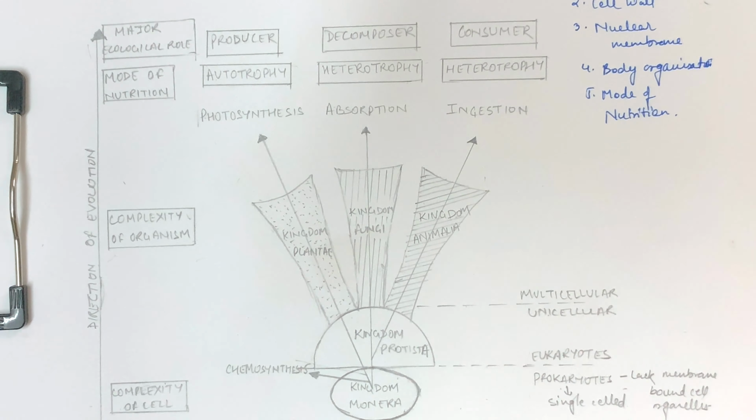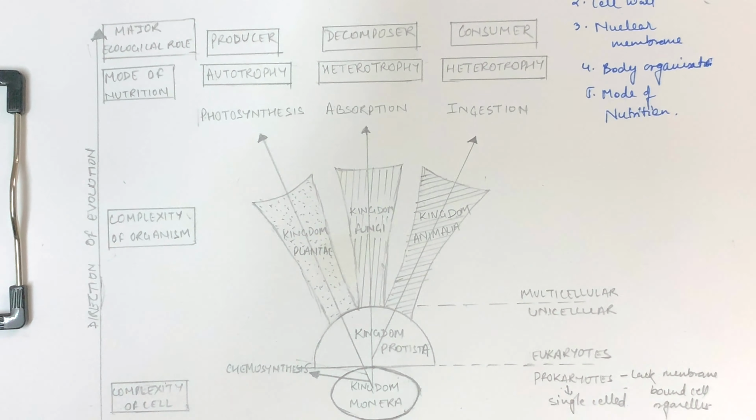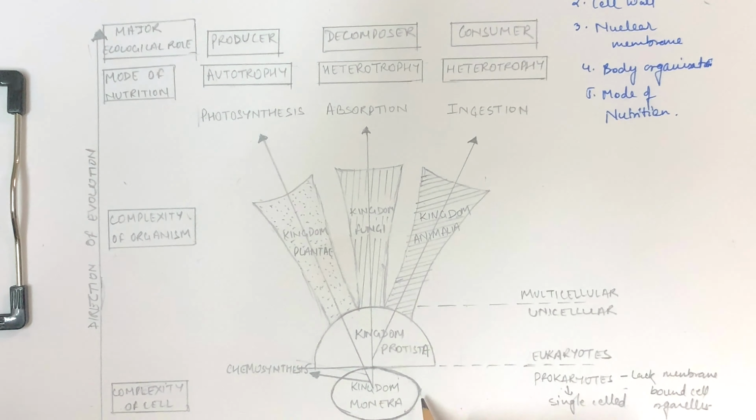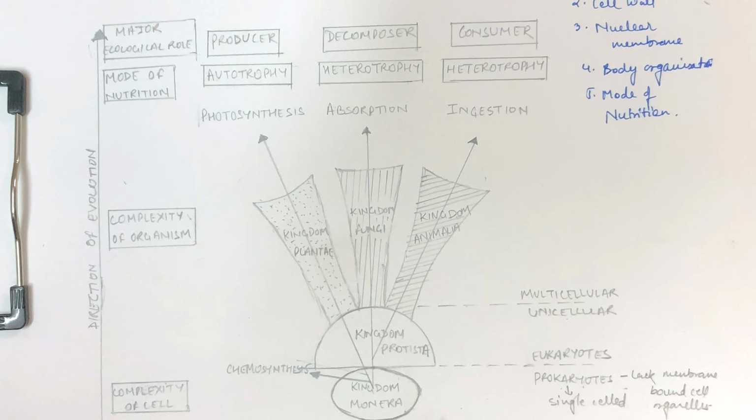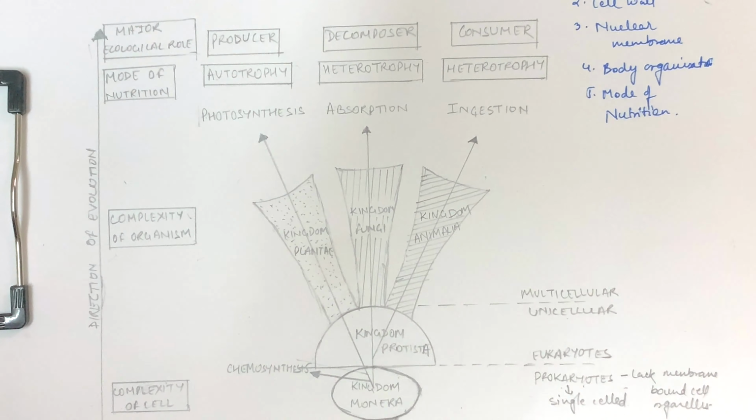What does both mean? Autotrophic means they can prepare their own food, and heterotrophy means either they can be dependent on some other organism for the food, or they can even go on. So they are parasitic or they are saprophytic, they are decomposers. Okay, so monerans are prokaryotes, they are unicellular. Okay, then nuclear membrane is absent, and they can be autotrophic or heterotrophic.